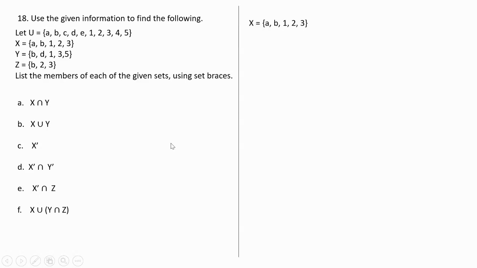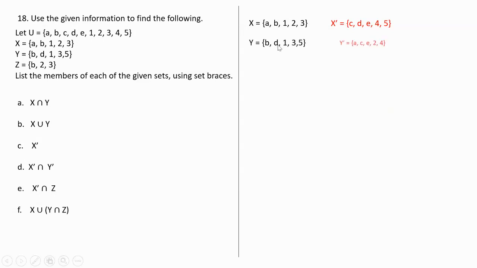Okay, so since we have to find the complement of X and the complement of Y, let's do them here. The complement of X means not X. So we go to my universal set. Not X means not A, not B, not 1, not 2, not 3, so whatever's left. That means my C is left, my D, my E, my 4, and the 5. So the complement of X will be the elements C, D, E, 4, 5.